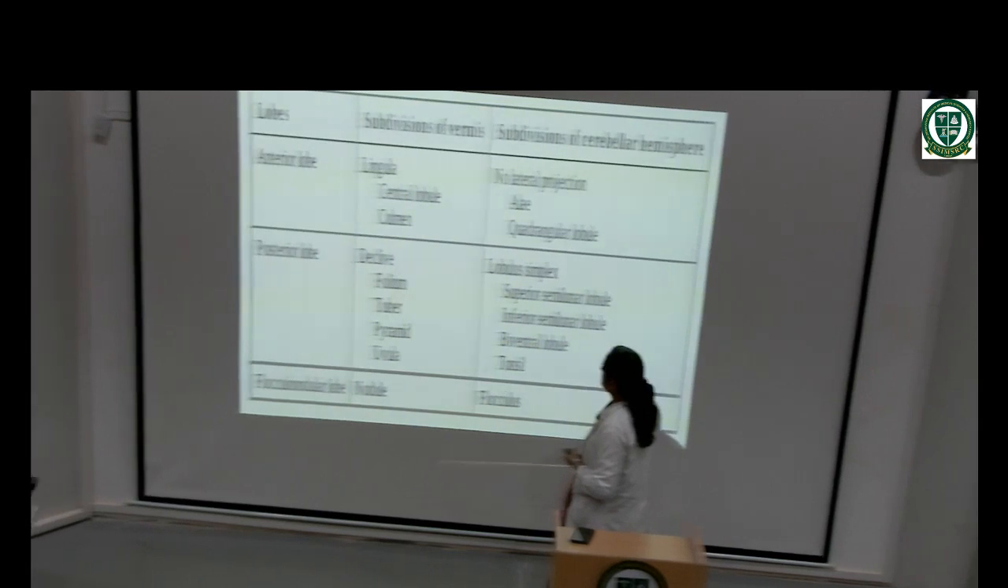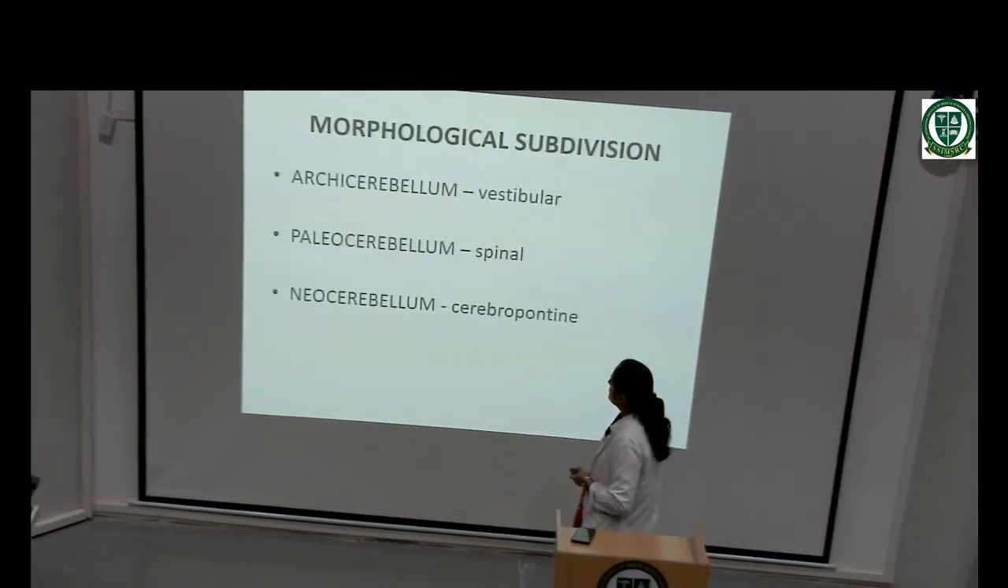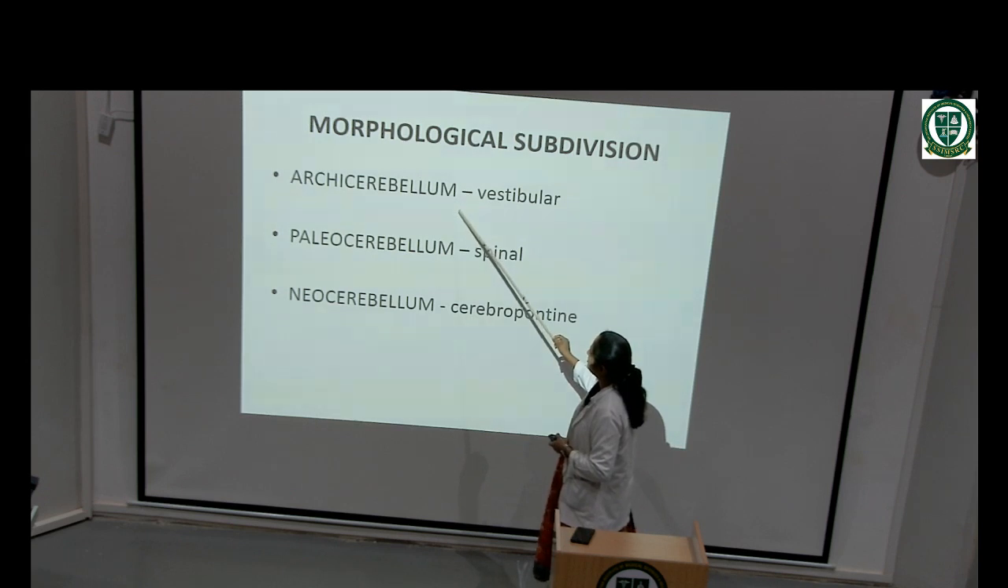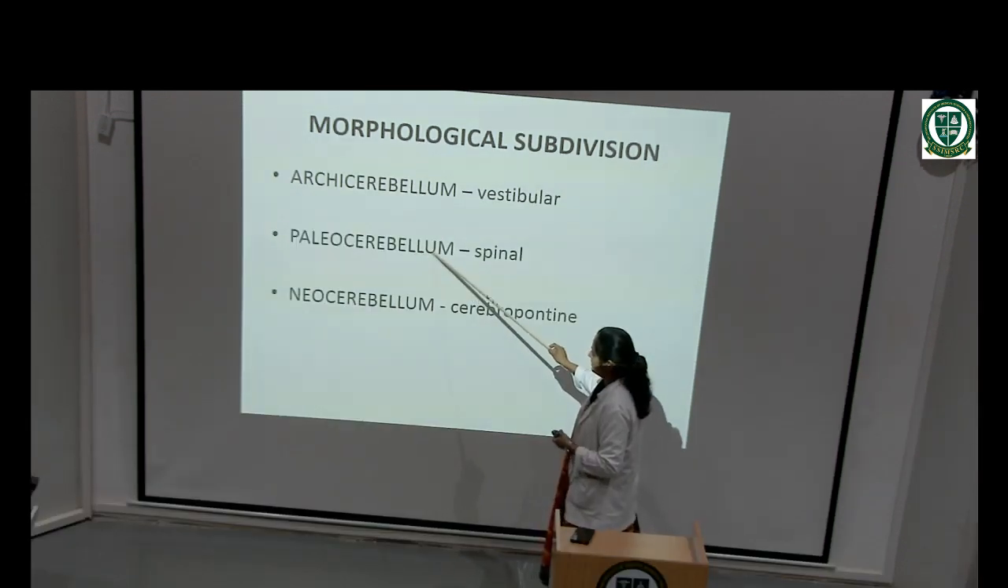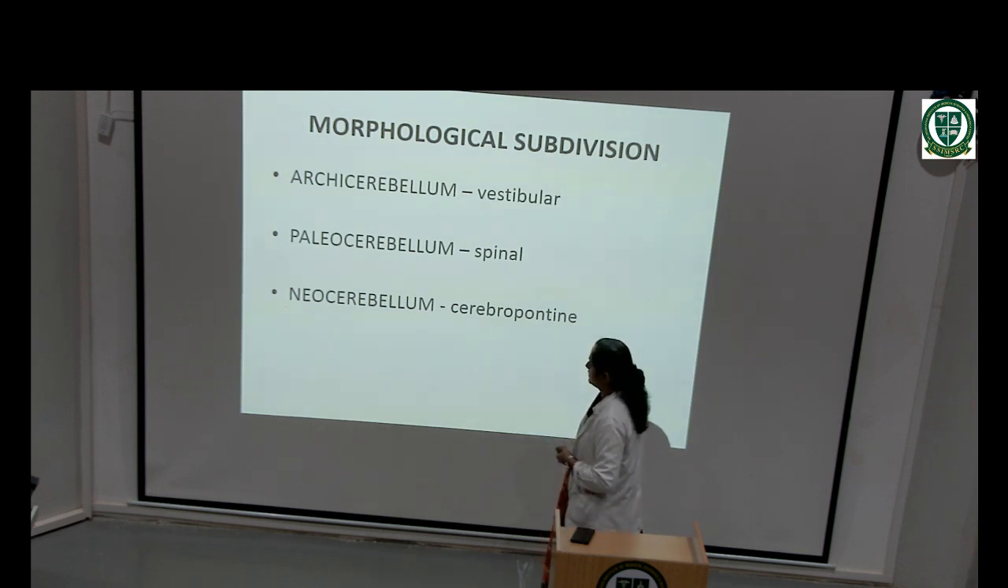So, here is the summary of all the lobes of the cerebellum, the subdivisions and the corresponding subdivisions of the cerebellum. So, this forms the anatomical subdivisions of your cerebellum. Next, coming to the morphological subdivisions. Depending upon how they have evolved, you have the division of cerebellum into archicerebellum or the oldest form of cerebellum, paleocerebellum, the older form, and neocerebellum, that is the newest one to occur.